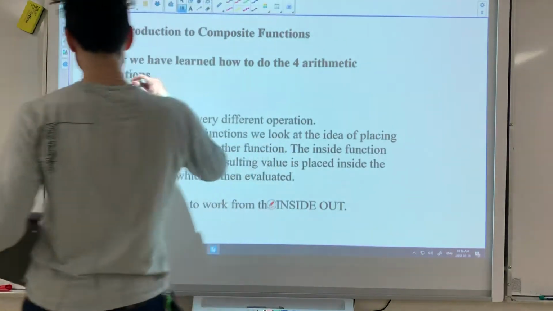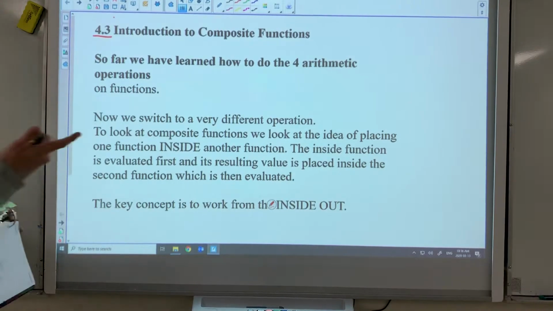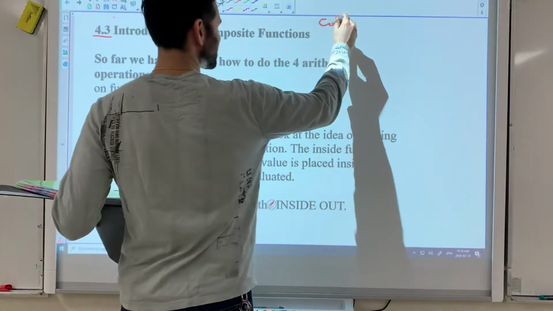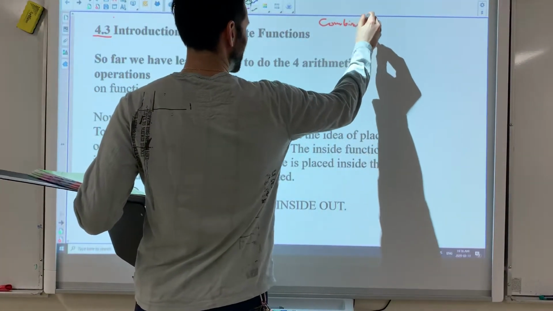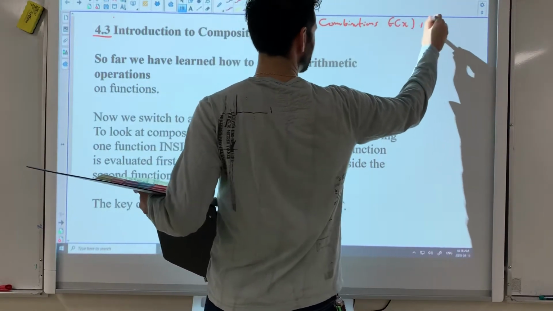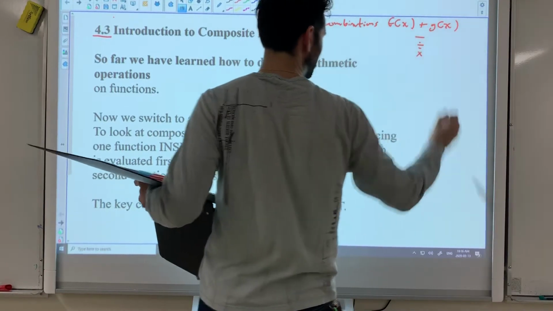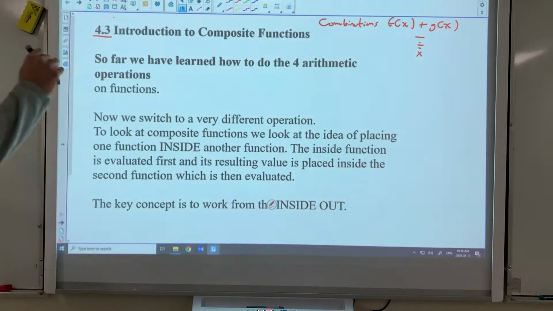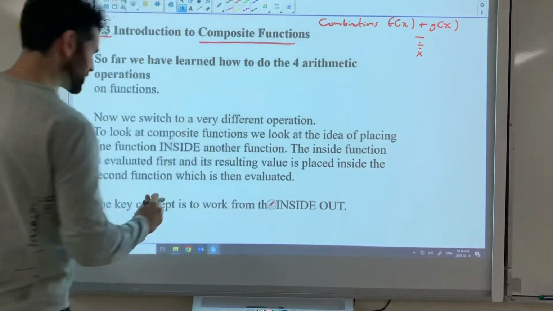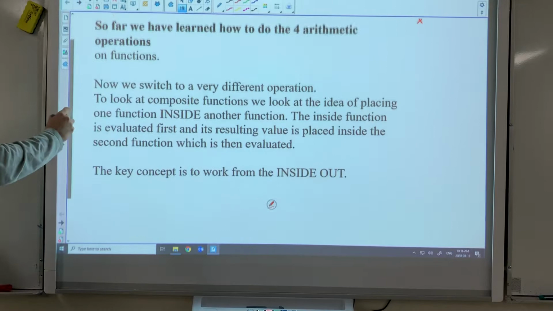That's on video. So we're doing 4.3, composition of functions. So we did combinations. Combinations, that's where we're adding, subtracting, right? So that's where we're going like f of x plus g of x, etc. We'll have all the operations, okay? That's combinations. Composite functions is when you take one function, then put it inside another one.